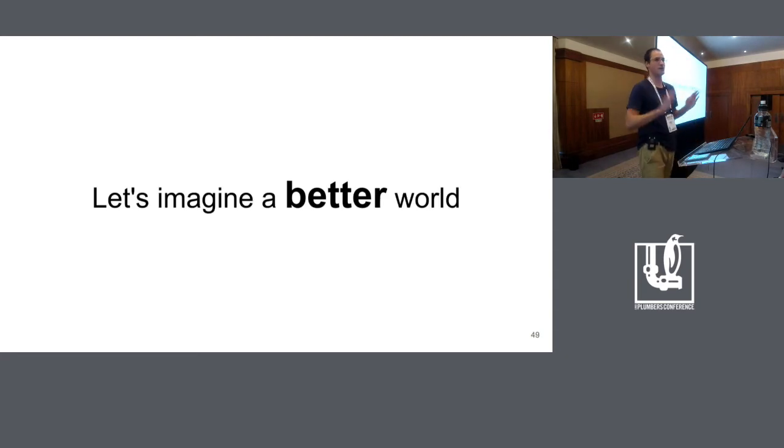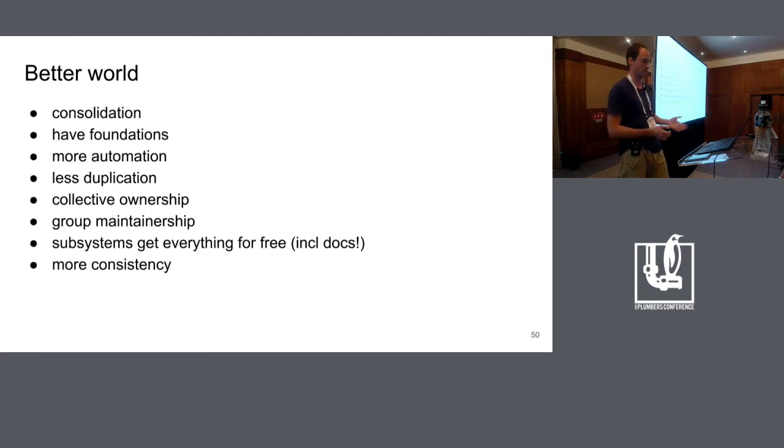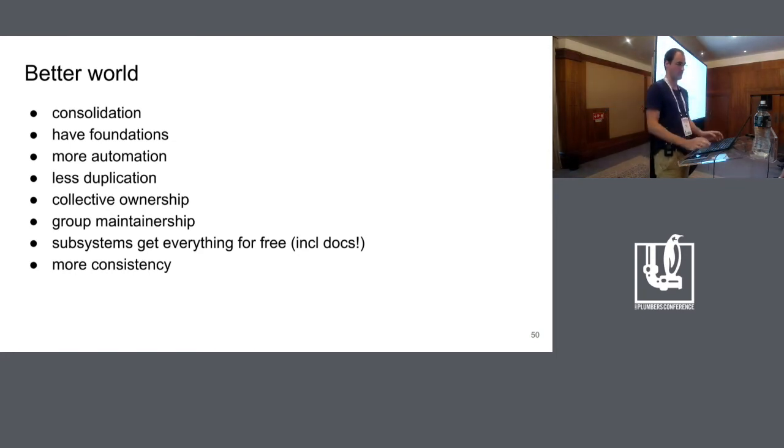Okay, so let's try to imagine a better world where we actually have consolidation and we have some foundation so that the blocks nicely fit together, and we have interfaces that are suitable for automation. Because it's easier to build, we actually have much more of it, we have less duplication, and we have more collective ownership and more group maintainership because it's much easier to implement. And all subsystems get all of this goodness for free, including documentation, because there's just a single copy of the documentation. And as a result, we also have more consistency.